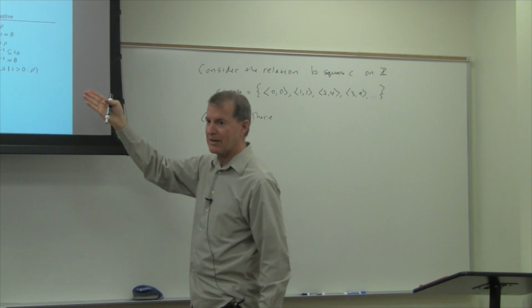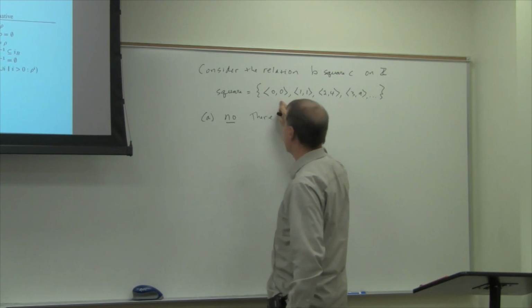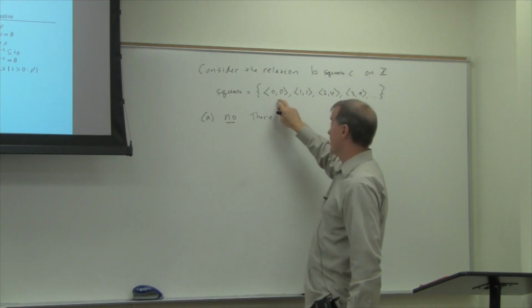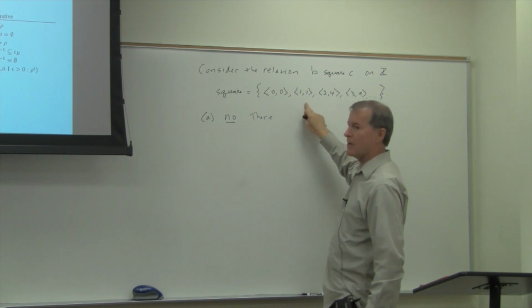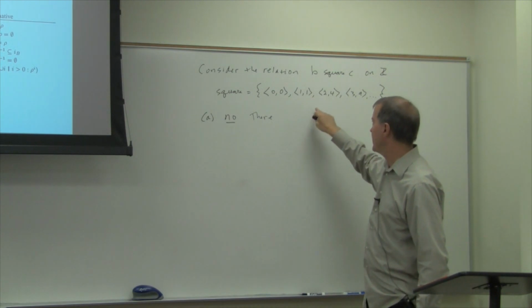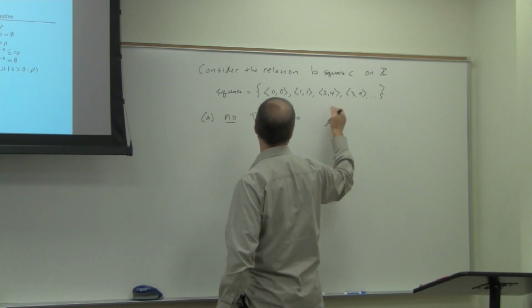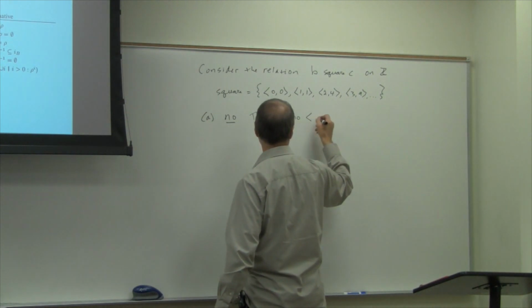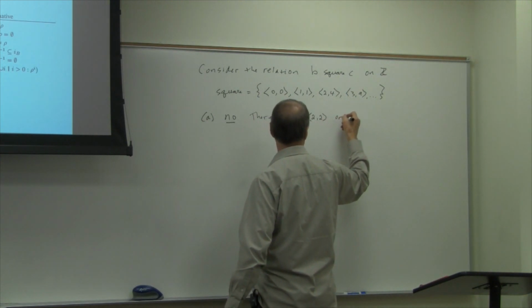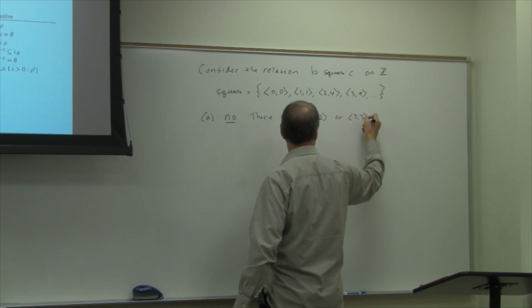Are you with me? Is everybody clear on this? I mean, 0, 0, maybe it is reflexive. 1, 1, maybe it is reflexive. But it has to be for all B. There's no 2, 2 or 3, 3. There's no 2, 3 in there.